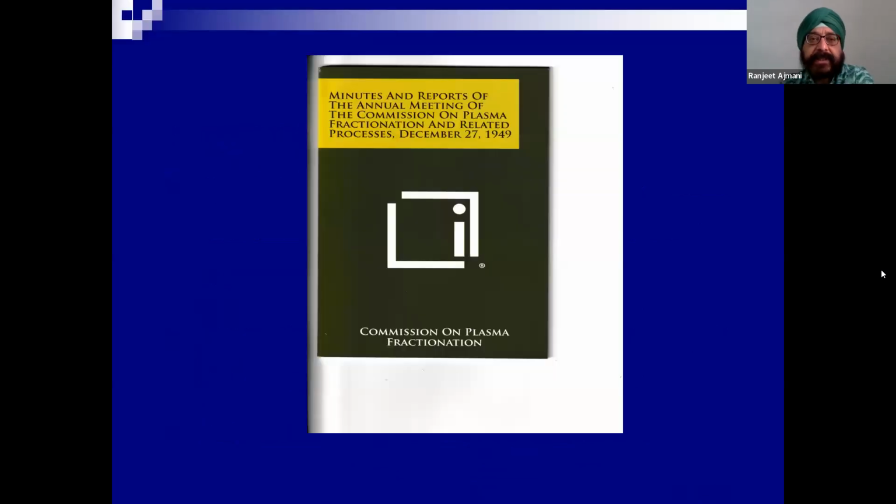What happened during this time? You can see this is a report of 27 December 1949, the Commission on Plasma Fractionation. If you get into this report, it contains a lot of detail about what happened when plasma was used, and how the plasma fractionation program should evolve in the country. This is a very important document in the milestones, history and journey of plasma fractionation.